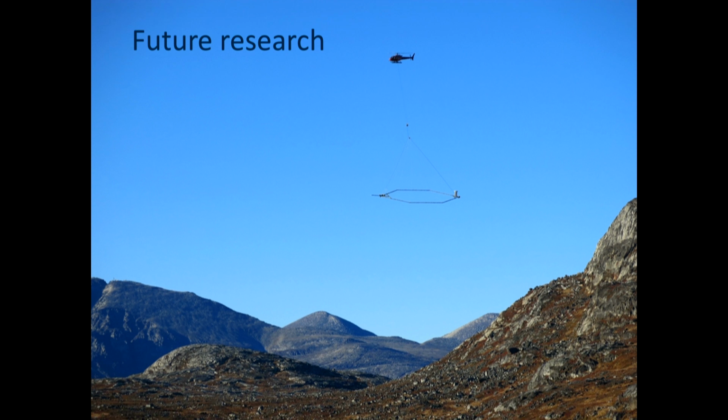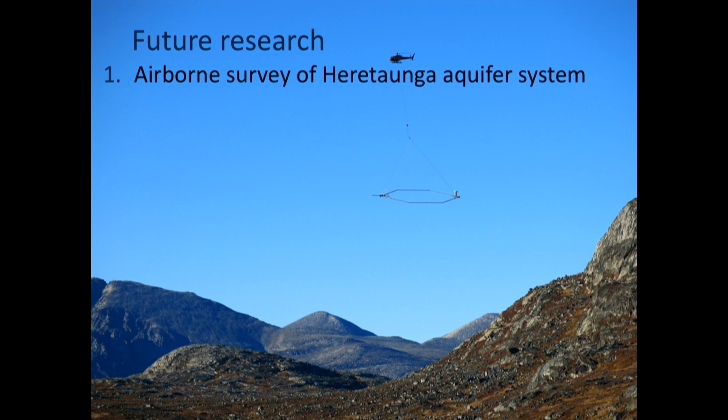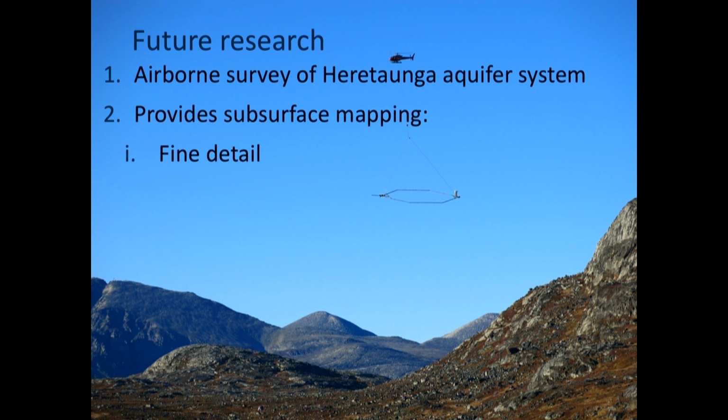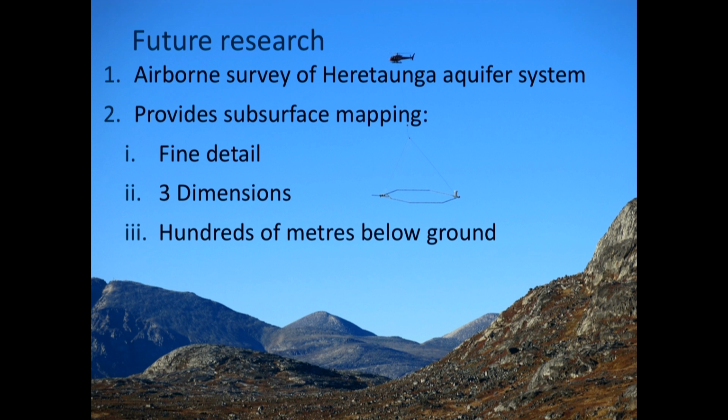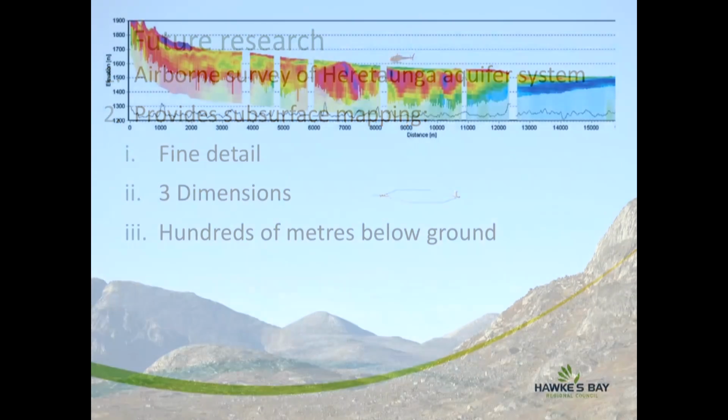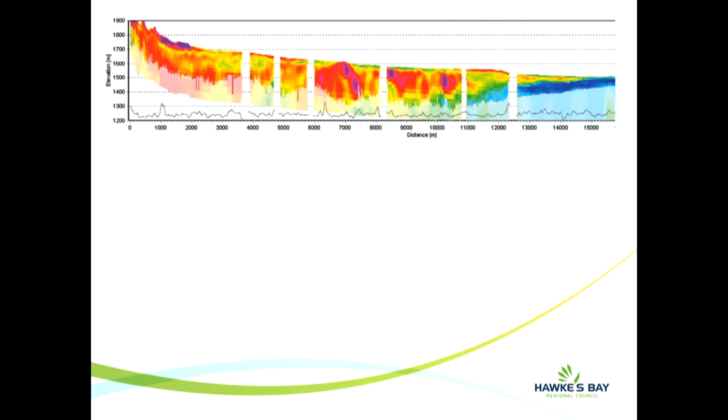So next summer, we're hoping to undertake some research with GNS Science, doing an airborne survey of the Heretaunga aquifer system, or parts of it. And what it means is taking an electromagnetic instrumentation here, flying transects with a helicopter across the Heretaunga Plains. Obviously this isn't the plains area, but that's the equipment that's used. It provides geological mapping, subsurface mapping at an incredibly fine detail in 3 dimensions, and it can see through hundreds of metres below the ground. So I show this as a sort of profile you get from one transect flight with that.